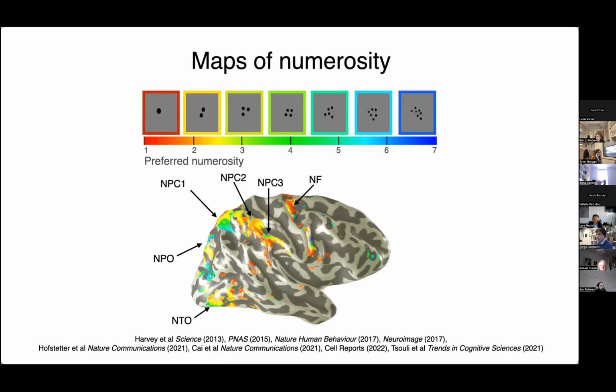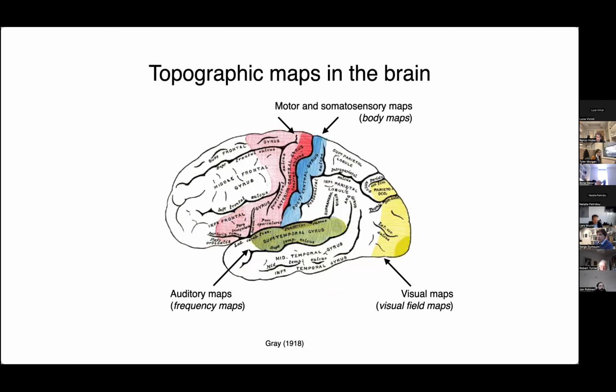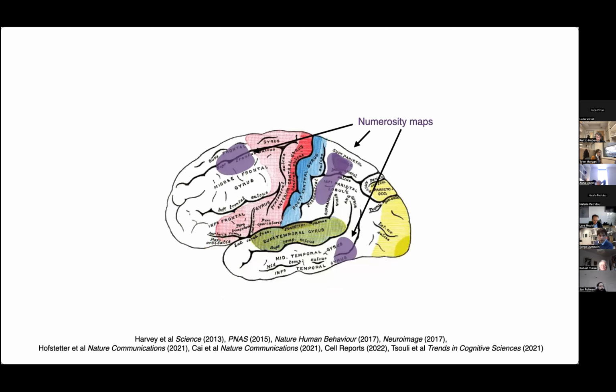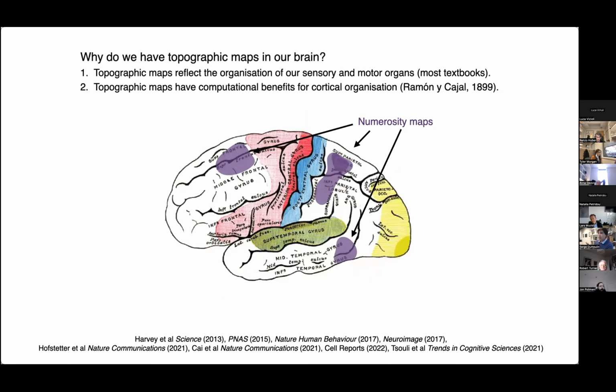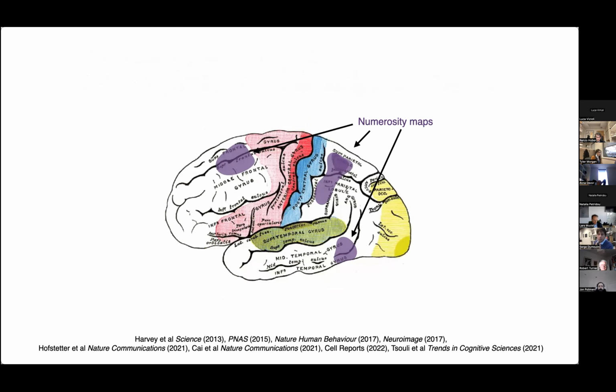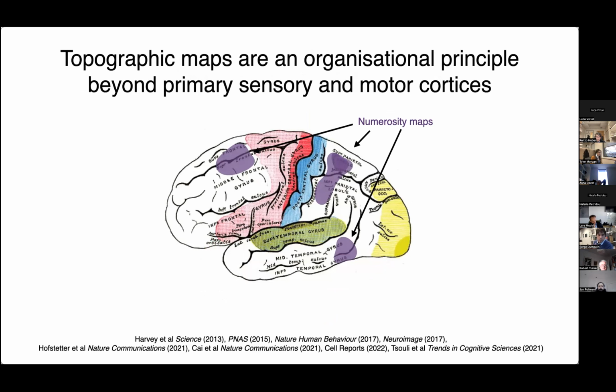And since then, we've defined more of these maps, and we study how these maps vary and what the properties of these maps are. But the basic idea is that we have topographic maps in the primary sensory and motor areas, but we also have them in association cortex. If you think about why we have topographic maps, they don't only reflect the organization of the sensory and motor organs, but there are also computational benefits to this topographic organization. I think the main point for this talk is that these topographic principles do extend beyond primary motor and sensory cortices.